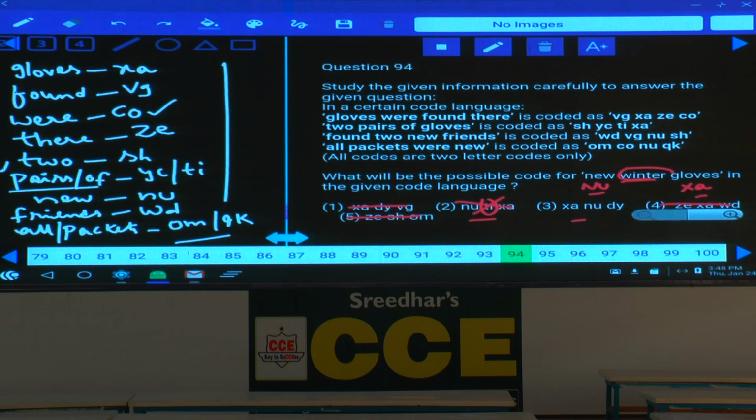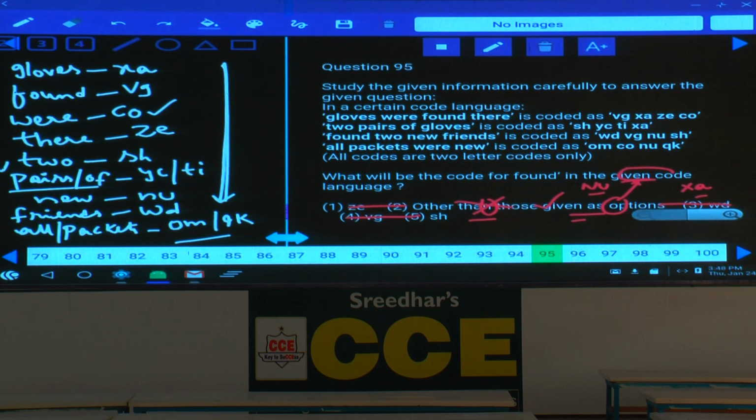Finally, what is your answer here? Choice 3. Now, NUXA, then DY is left over. Tell me whether DY can be the code to the word winter or not. Yes, because DY is nowhere given in the given codes. Hence, DY can be the code to the word winter. Choice 3. 94, choice 3.